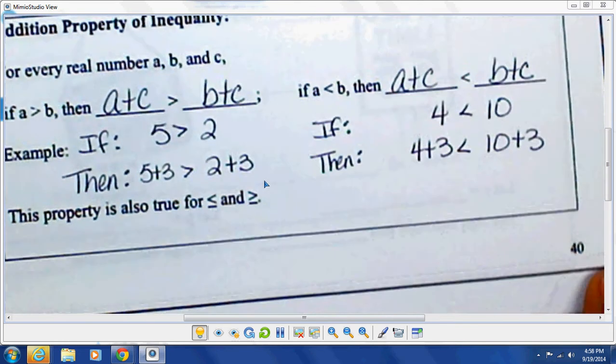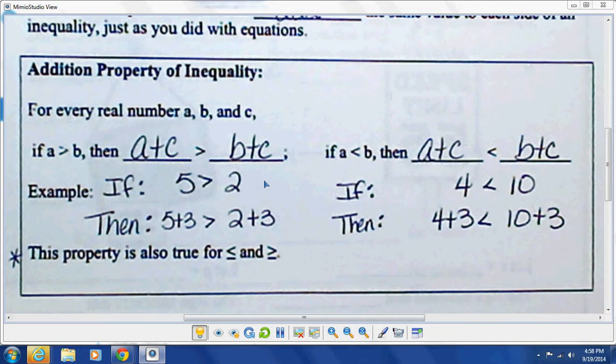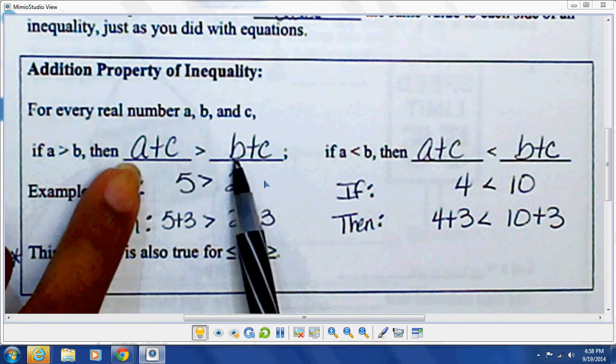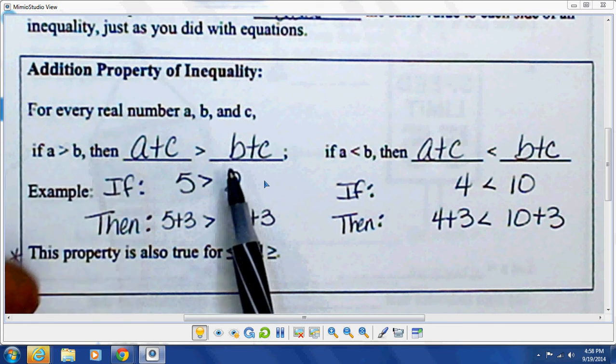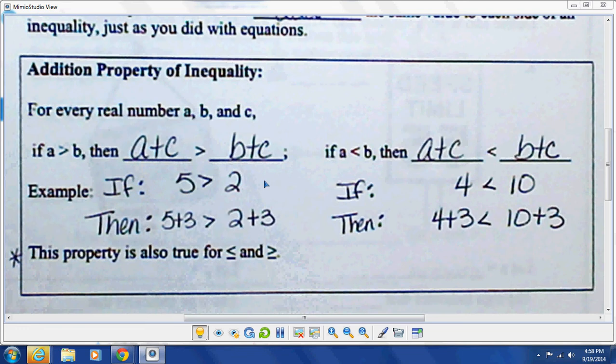So our addition property of inequality says that for every real number a, b, and c, if a is greater than b, then a plus c would be greater than b plus c. Because the only thing that you notice that's changing is the a and the b. So it's basically saying if I add the same thing to both sides of my inequality, it's going to stay balanced, just like our equations. Because remember, we're going to add the same thing to both sides.